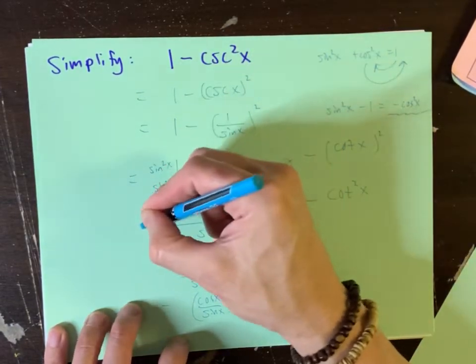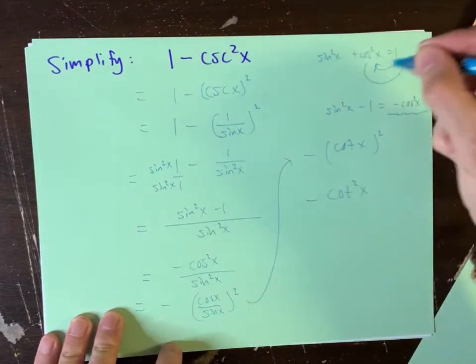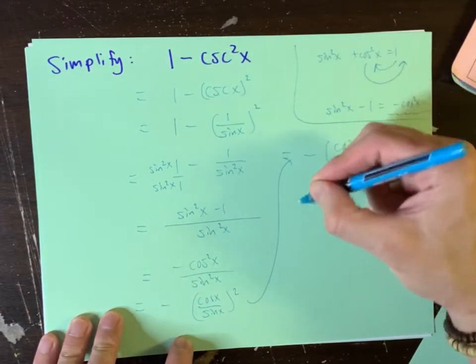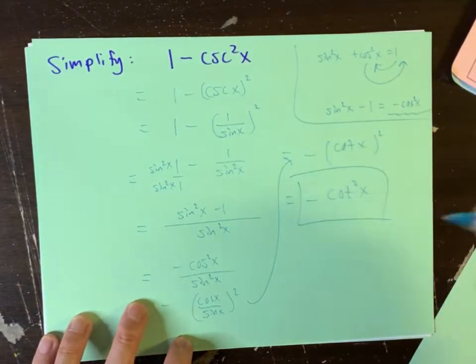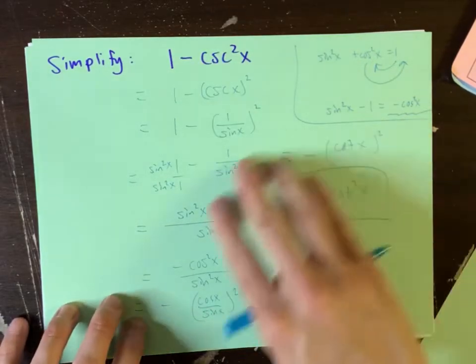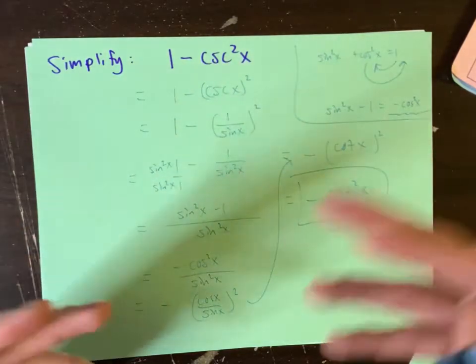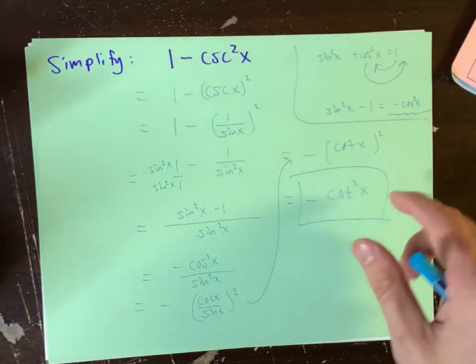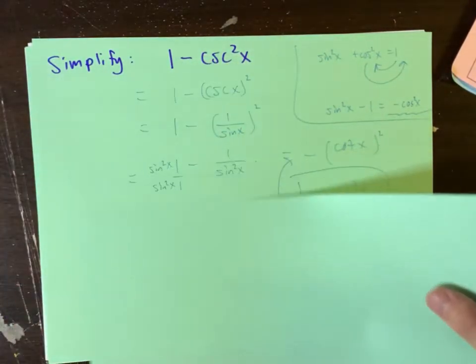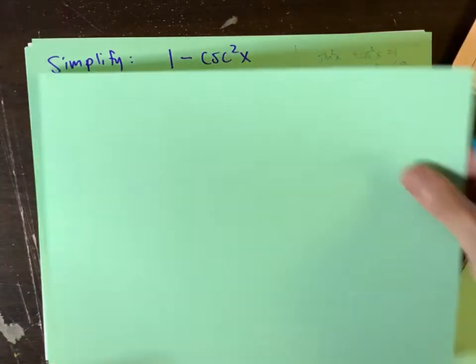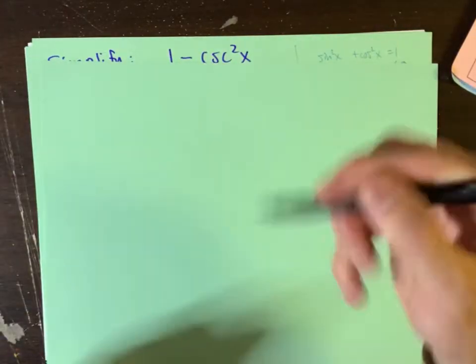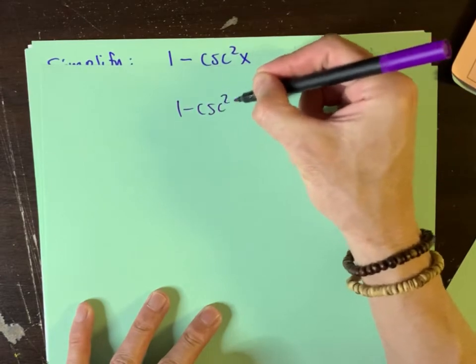Put the equals. Now let me say this before I move on to the next problem. I want to say that I did this problem the long way because it gives some demonstration of knowledge. Because it turns out if I do this problem again, I could do it in one step like this. So watch, here's the original. 1 minus cosecant squared x.